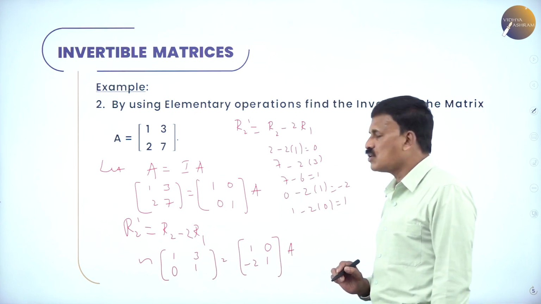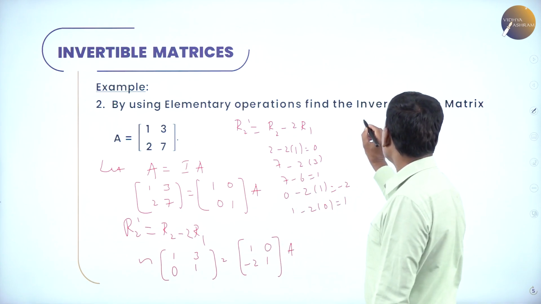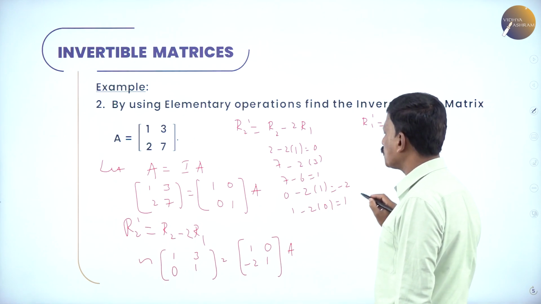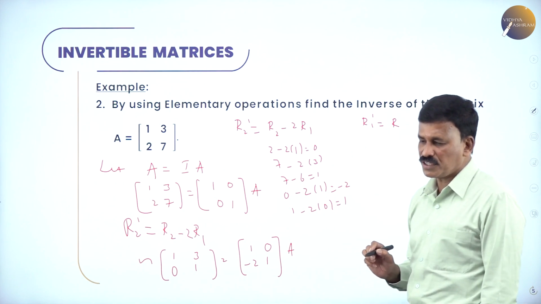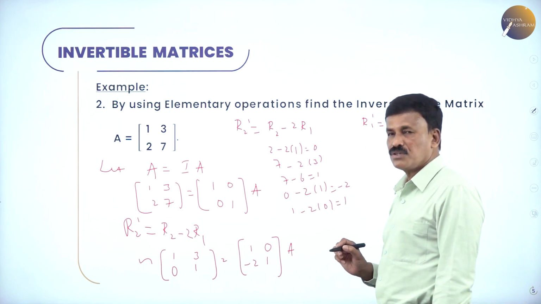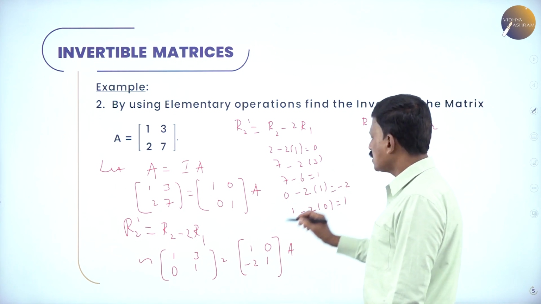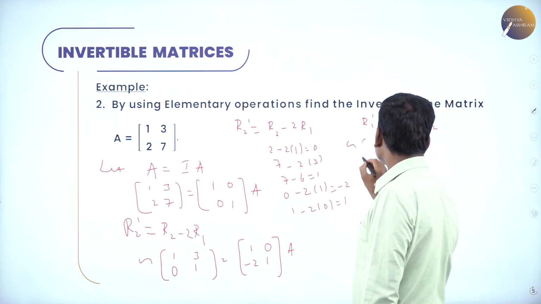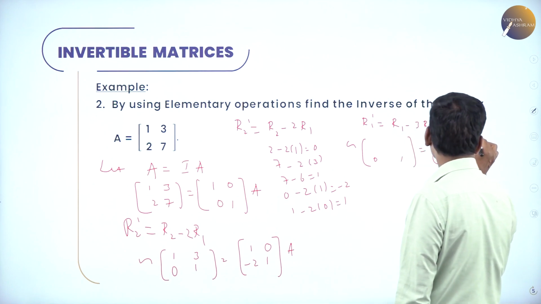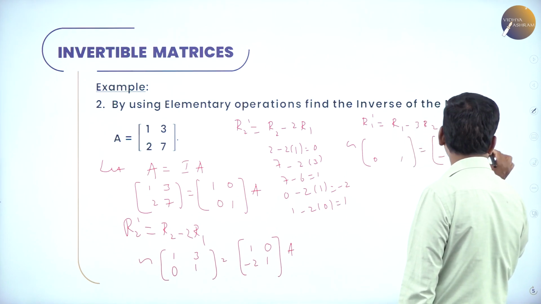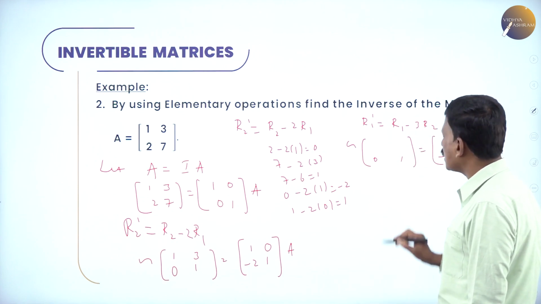So convert 3 to 0. How are you going to convert 3 to 0? For this, very simple, we are going to convert R1 dash. What is the property we are going to use? R1 dash is equal to R1 minus 3 times R2. The second row is the same: 0, 1, minus 2 and 1, and this is A. So R1 dash is equal to R1 minus 3 times R2.